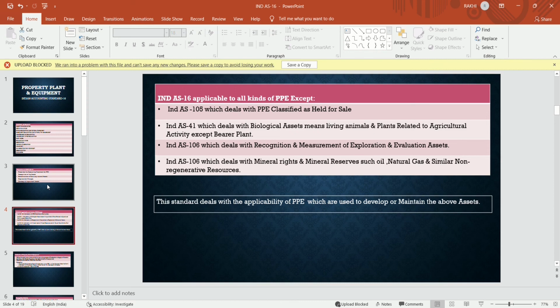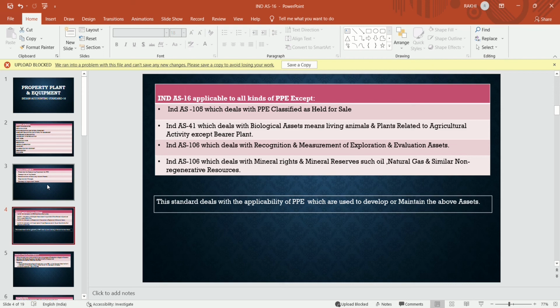Biological assets: Ind AS 16 is not applicable to biological assets, because there is another standard for them, which is related to agricultural activity. That is Ind AS 41. Ind AS 41 deals with biological assets. Biological assets means living animals and plants which are related to agricultural activity. So any animals or plants related to agricultural activity are treated under Ind AS 41.